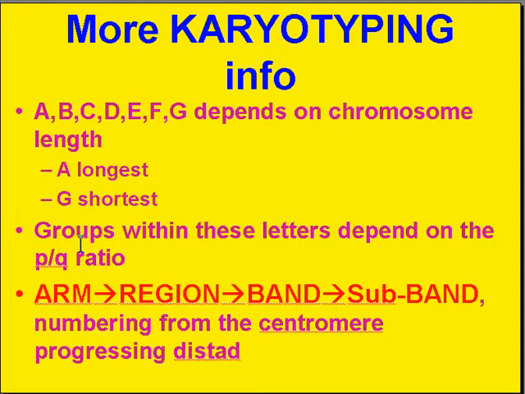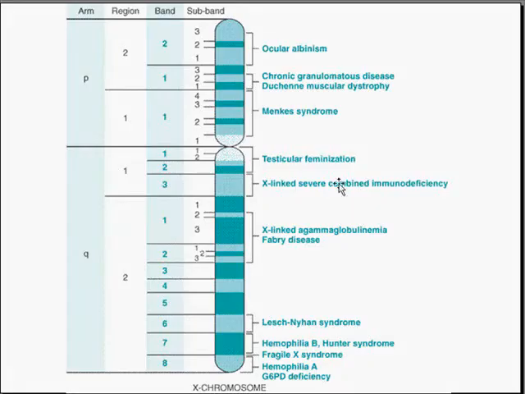When you start labeling parts of the P and Q arms, you get into an area of each arm called a region. Each region has a band, and every band has a sub-band. You're basically going from the centromere, which is the connection between the two arms, and progressing away from it, or distal from the centromere. So here's the classical nomenclature. You have a P because it's shorter here, and a Q because it's bigger here. Here's your centromere, so you have your P and Q arm.